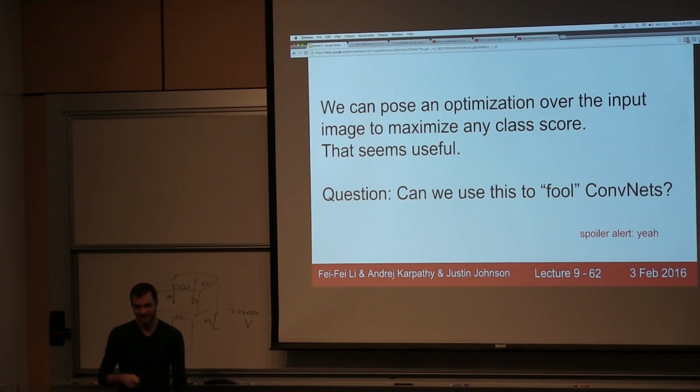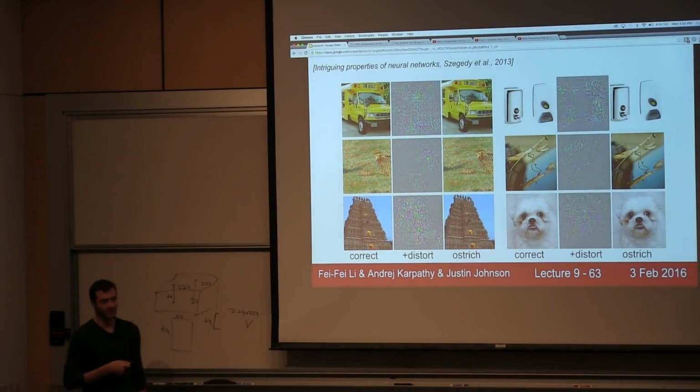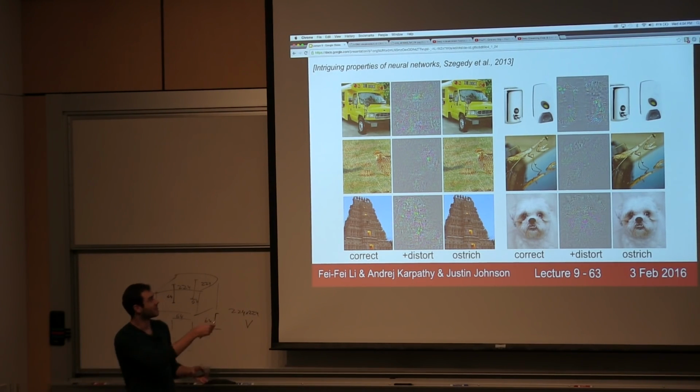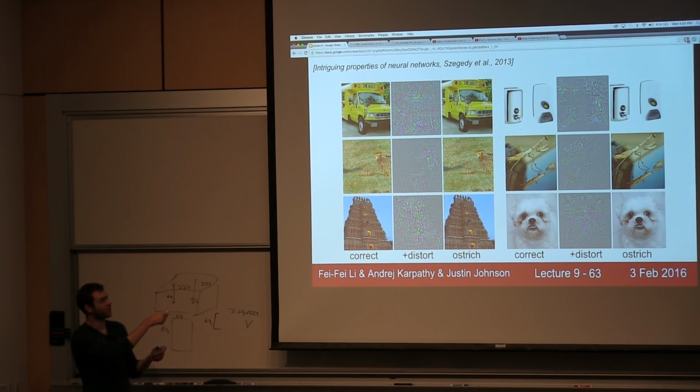Spoiler alert, we can, and I mean it in the following way. What we'll do, and these are experiments from 2013 now by Christian Szegedy et al., is they took an image, say of this school bus, and everything is differentiable. So we can ask for the gradient on that image for the ostrich class. We forward the image, we set all the gradients to be 0 except for ostrich where we set 1, and then we do a backward pass. We get a gradient of what to change in the image to make that more ostrich-like.